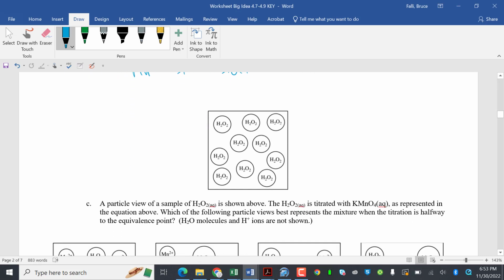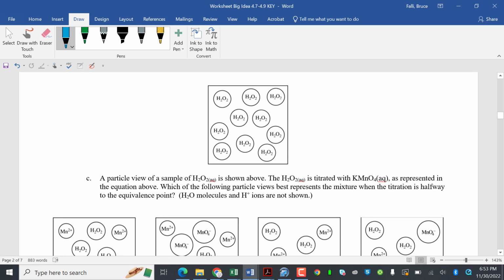Hi everybody, well my new methodology kind of failed on me. So what we were looking at before for the particle diagram, we had 10 H2O2s and we wanted to take this to the halfway point. So halfway point would be minus 5 H2O2s, which would leave me with 5 H2O2s.